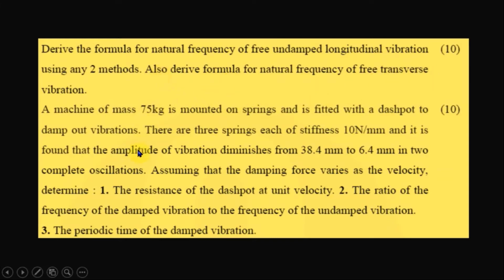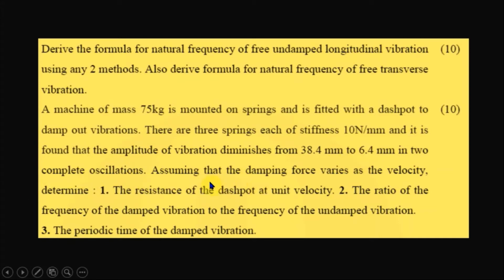Now we will solve a numerical problem from damped free vibrations. Remember, it is an underdamped system. A machine of mass 75 kg is mounted on springs and is fitted with a dashpot to damp out vibrations. It is a case of viscous damped system. There are 3 springs, each of stiffness 10 Newton per mm, and it is found that the amplitude of vibration diminishes from 38.4 mm to 6.4 mm in 2 complete oscillations.